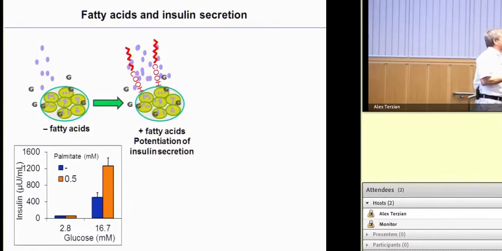And so we wanted to try and understand what's going on. Why is there a marked increase in insulin secretion? And so this is the potentiation by fatty acids.